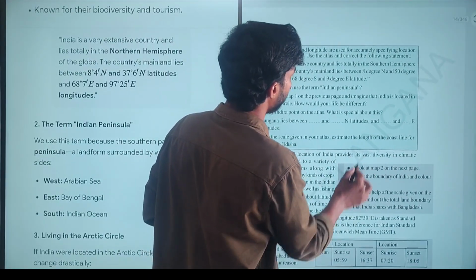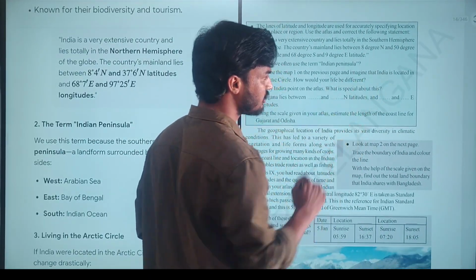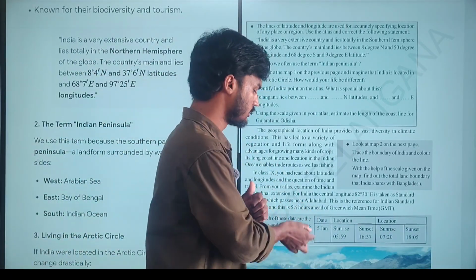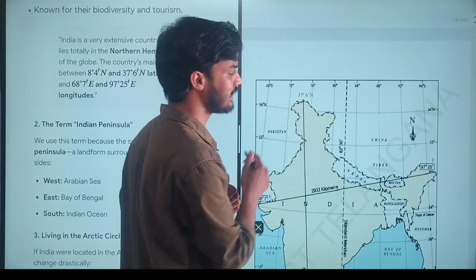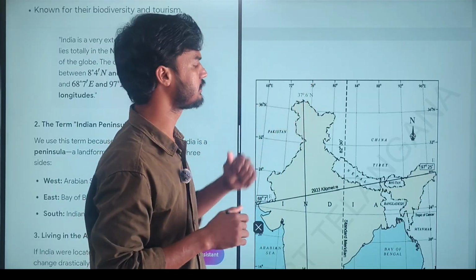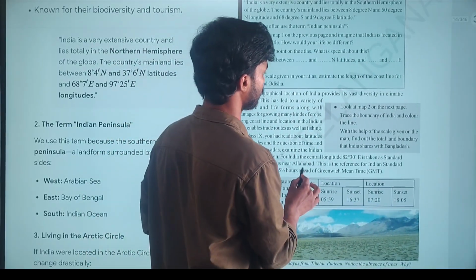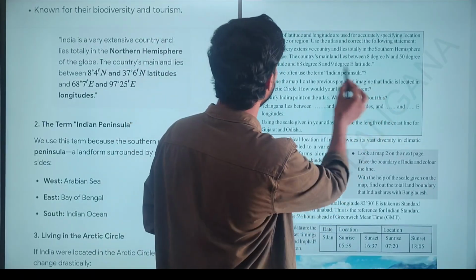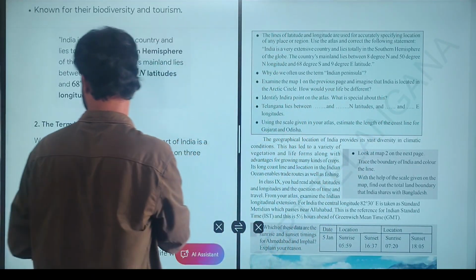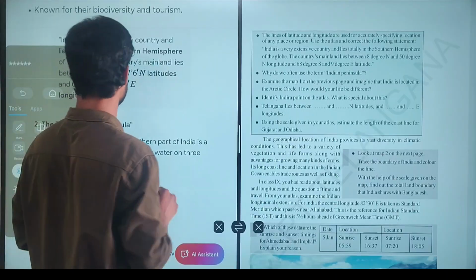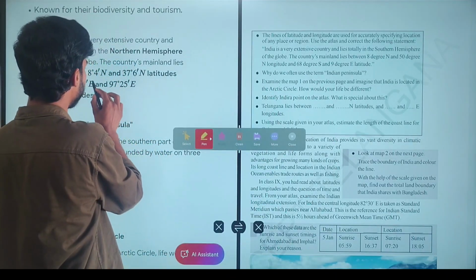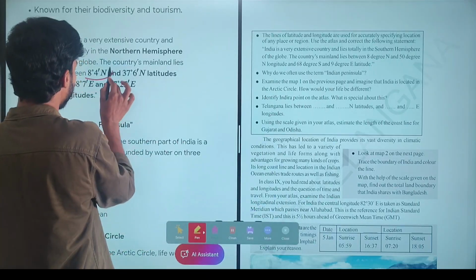You have to write 8 degrees 4 minutes north and 37 degrees 6 minutes north. What is given? Make the sentence correct. Coming to latitude and longitude, a wrong statement is given; try to make it correct. You have to write this sentence: 8 degrees 4 minutes north.